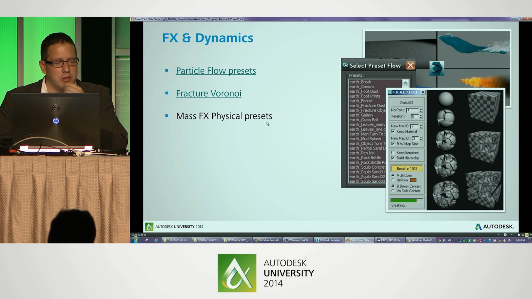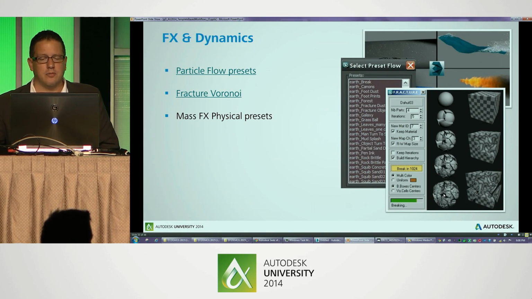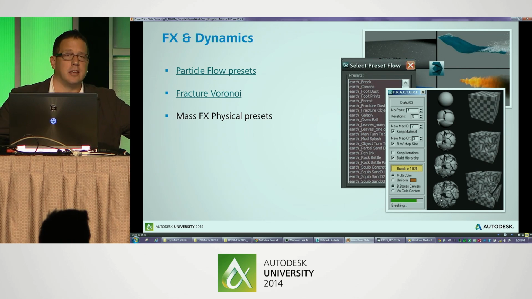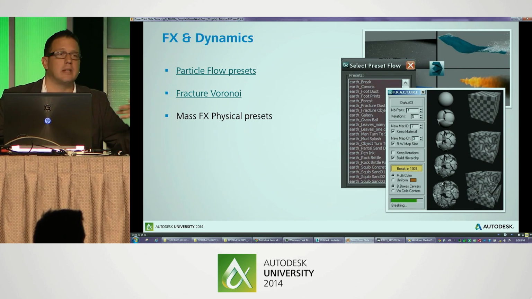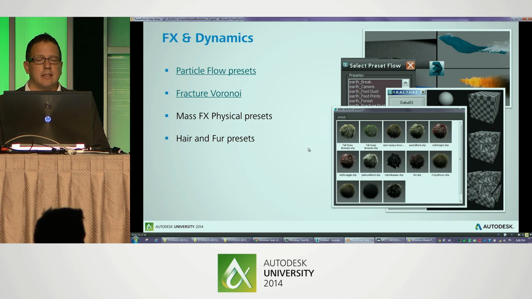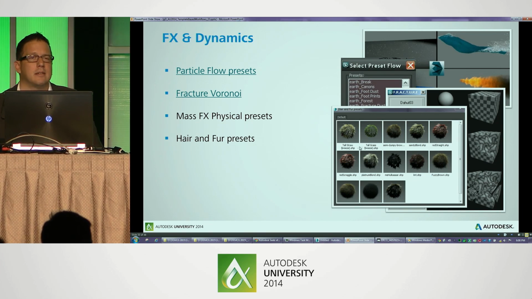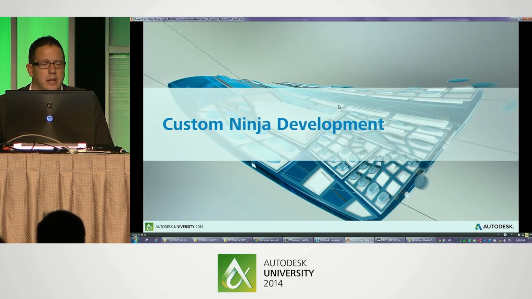I don't have time to show these. Fracture Voronoi is a third-party thing where you can break up objects into chunks like this very quickly and then use the Max physics engine to make buildings collapse and all that kind of destruction stuff, fun stuff. Hair and fur presets, again, not enough time to show them, but there are presets for using the hair and fur system for grass. You use the hair system, but use a template or preset for grass. That's pretty cool. You don't have to do anything.